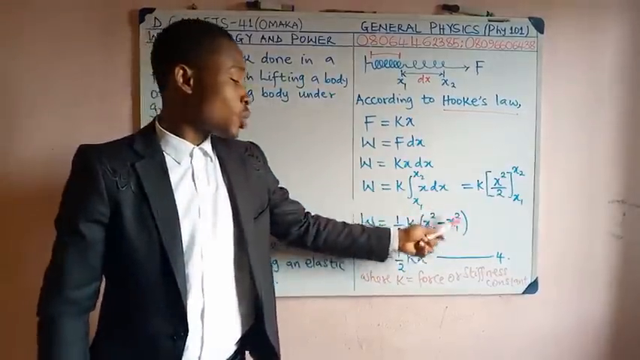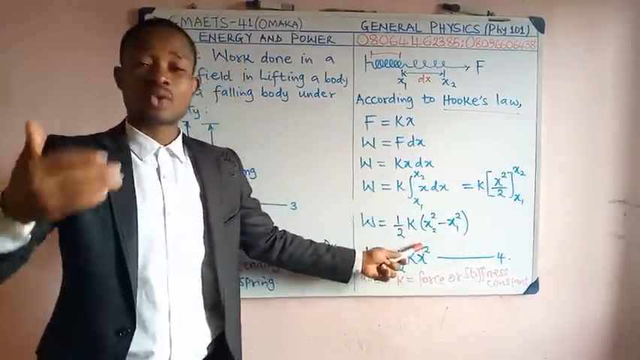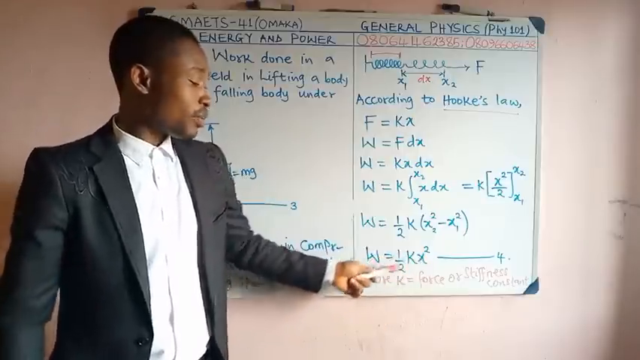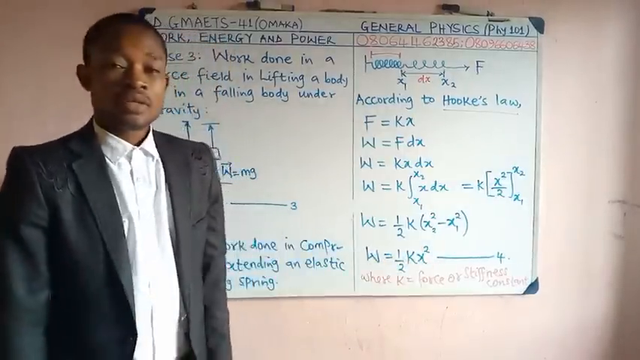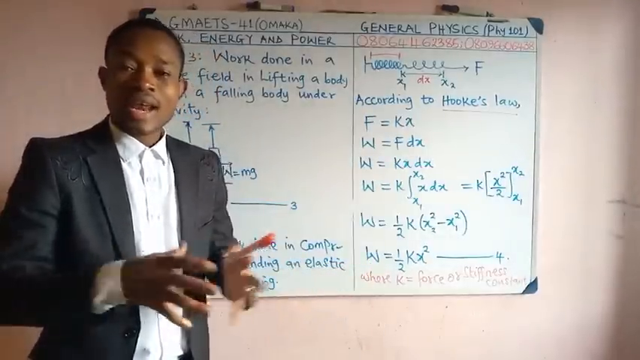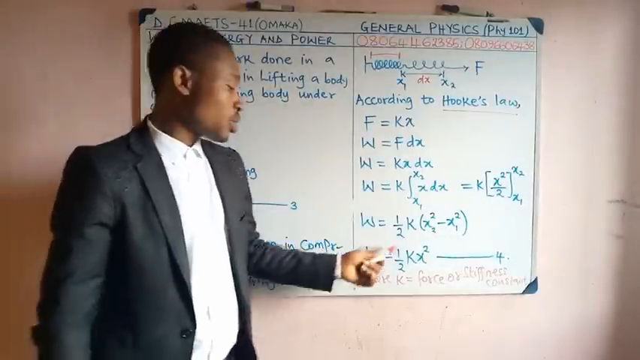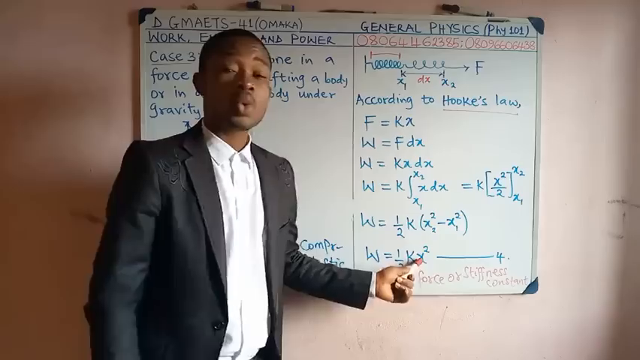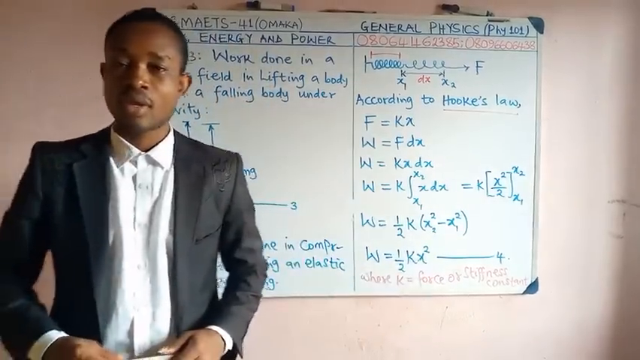x2 squared minus x1 squared, if we represent it as x squared, then this formula will reduce to a term like this, telling us that the work done in extending or compressing an elastic material is simply equal to 1/2 the spring constant times the square of the extension.